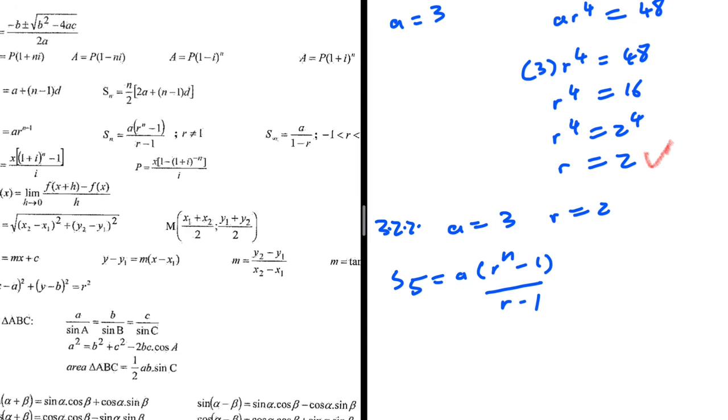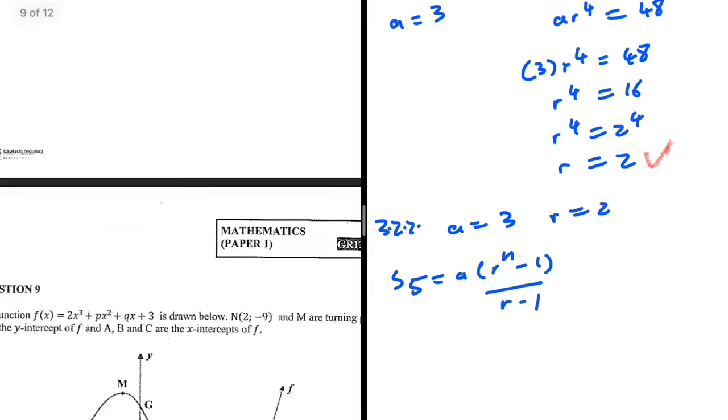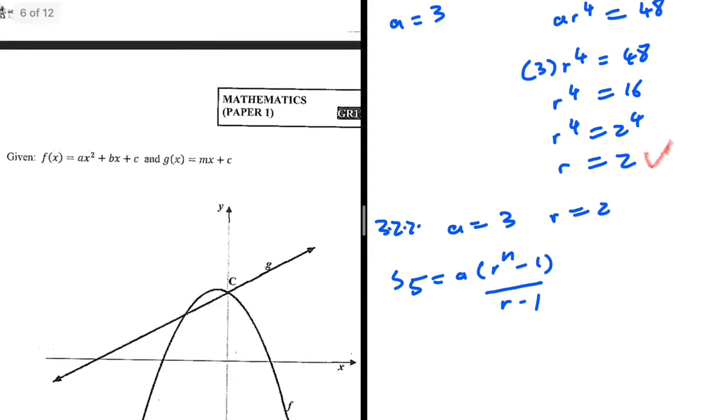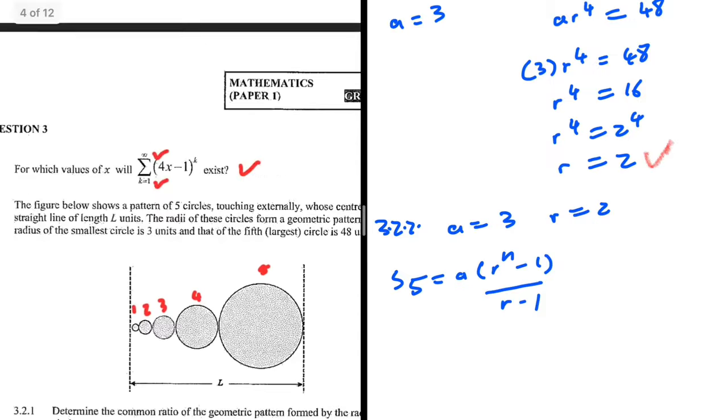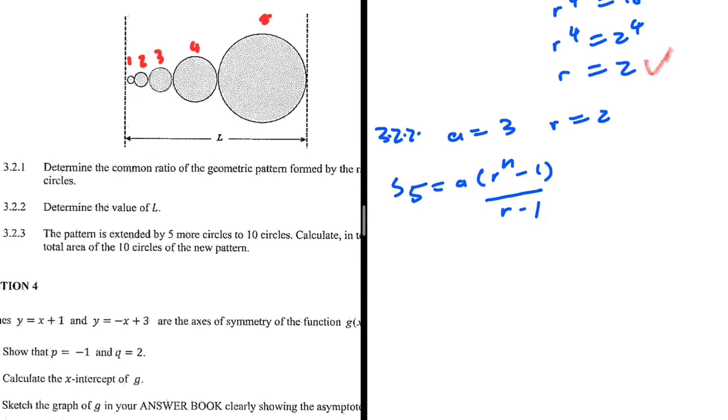I think this is one of the very few times I actually verify the formula. Okay, it is correct, no issues. So let's carry on and solve that. Okay, we are back here. So a is S5, a is 3, r is 2, the number of terms is 5, minus 1 divided by 2 minus 1. Okay, so let's take a look.